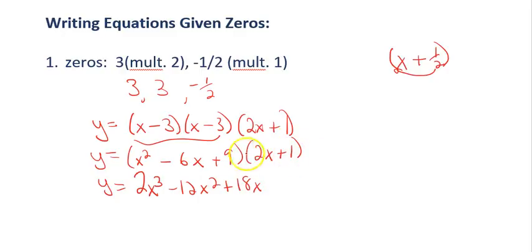Then I'm going to do the 1 times everything. So 1 times x squared is x squared. 1 times negative 6x is negative 6x. And 1 times 9 is 9.